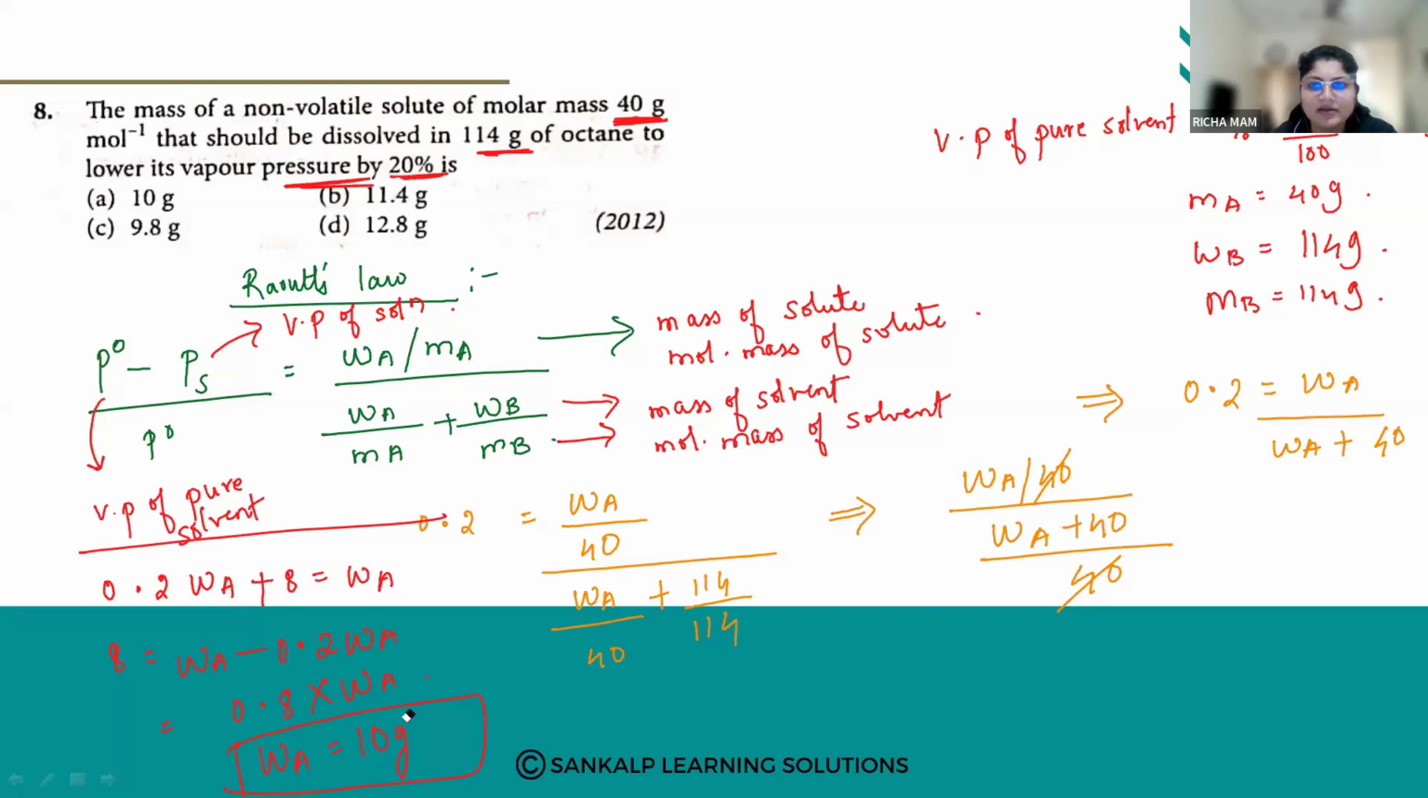Did you get 10? Yes, ma'am. Okay, fine. So like this you have to find out. So option number A, right? Option number A is 10 grams. So this is the answer. I hope you have noted down. Okay, let us go for the next one.